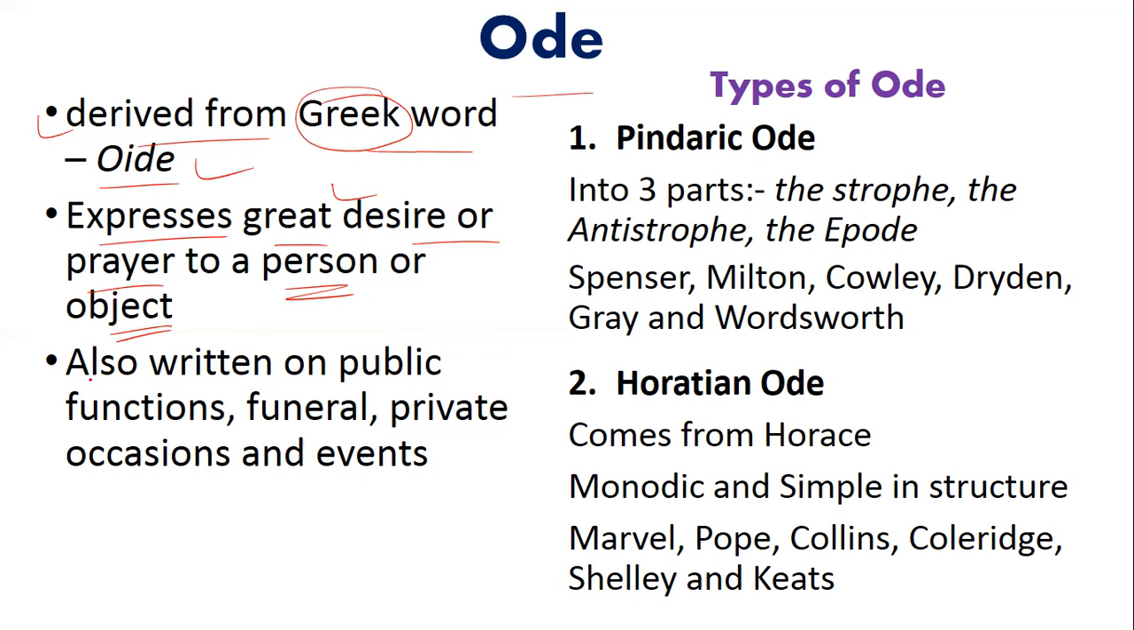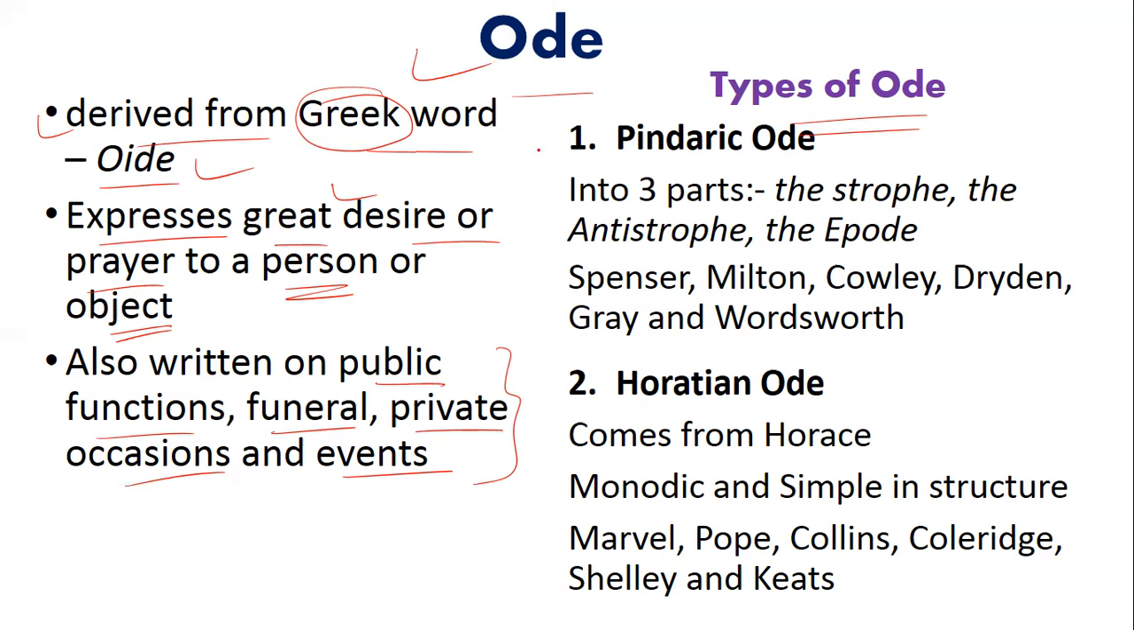So then also written on public functions, funeral, private occasions and events. So public functions are used then on funerals and private occasions, any kind of celebration or events. So these are the important functions on which the poems related to ode are written by the poets. And friends, types of ode are there. So which are the important types?